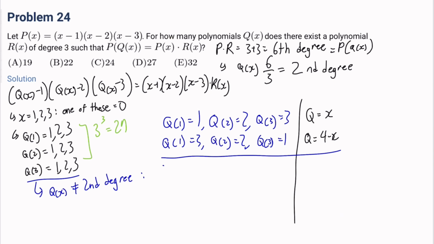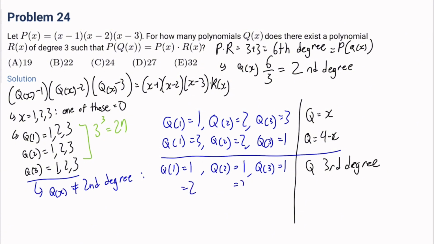Let's say Q1 is 1, and Q2 is also 1, and Q3 is also 1, right? That means for one y value, there are 3 x values, so 3 roots. But if this is a second degree, that's not possible. It must be a third degree, right? So Q is a third degree. Same thing if they all equal 2, then it's also going to be a third degree. If they all equal 3, that's certainly possible, then it's going to be a third degree.